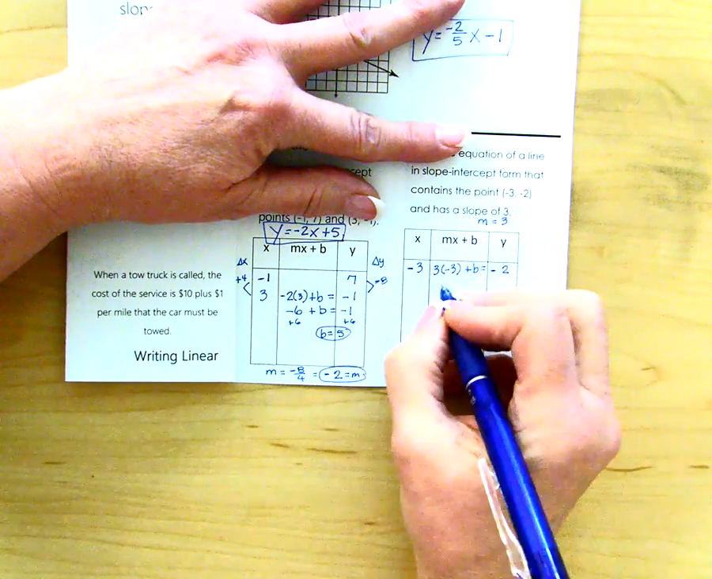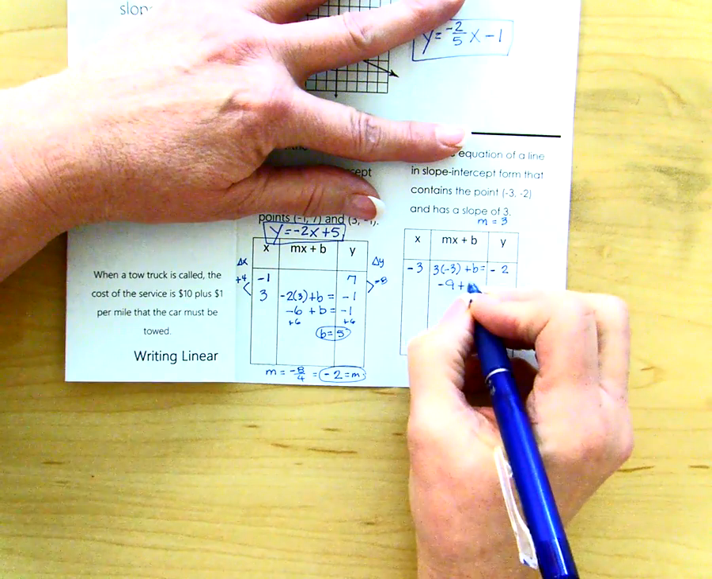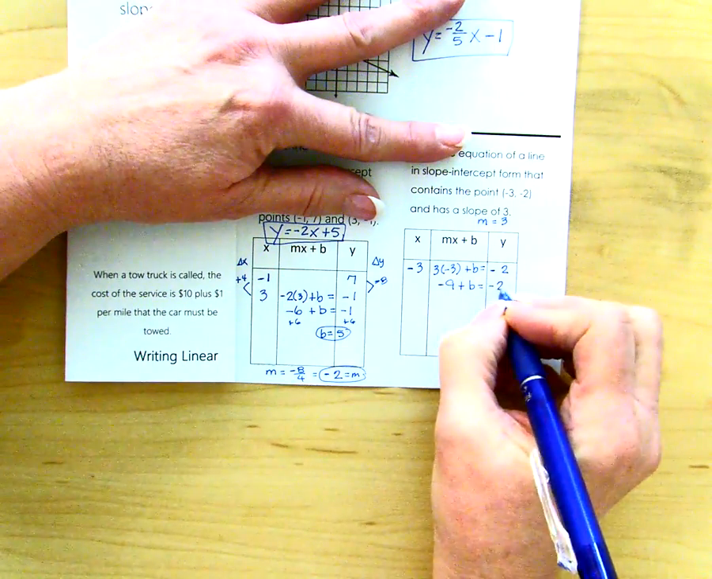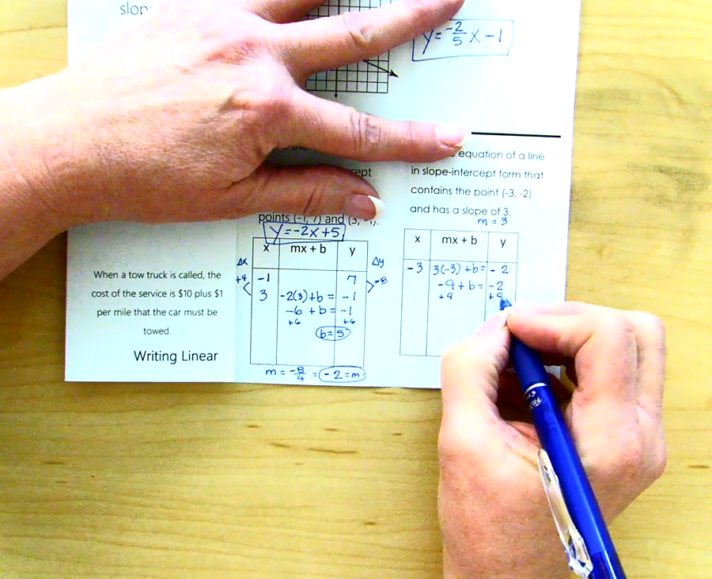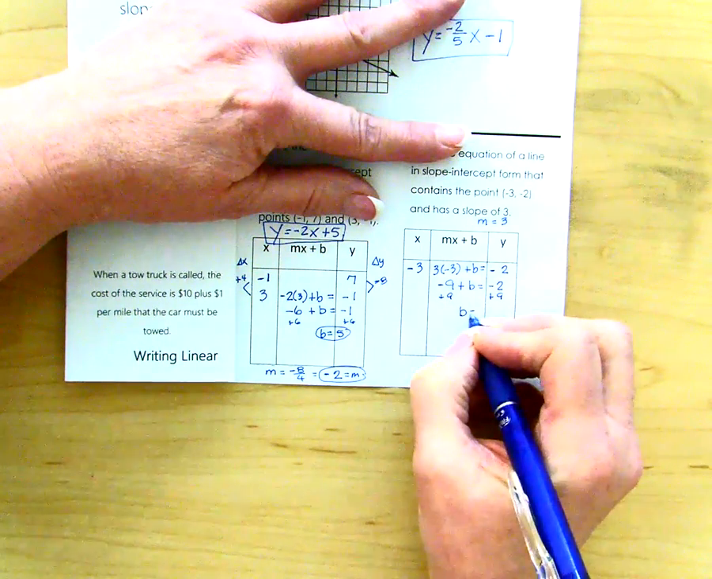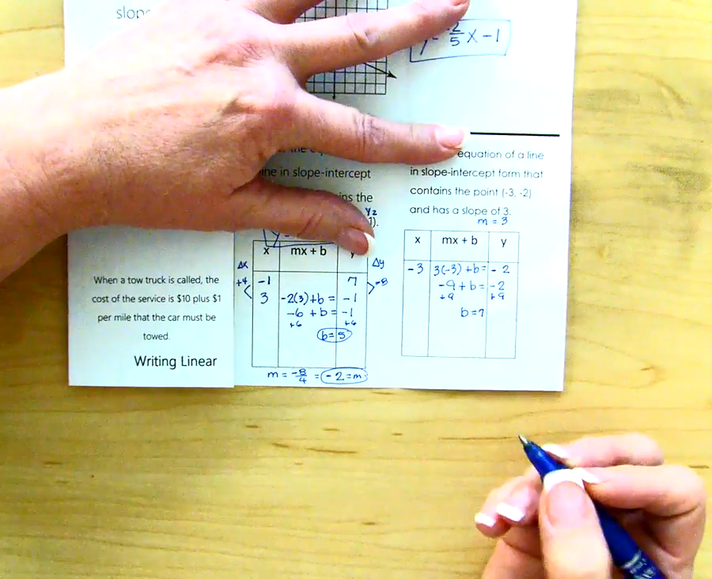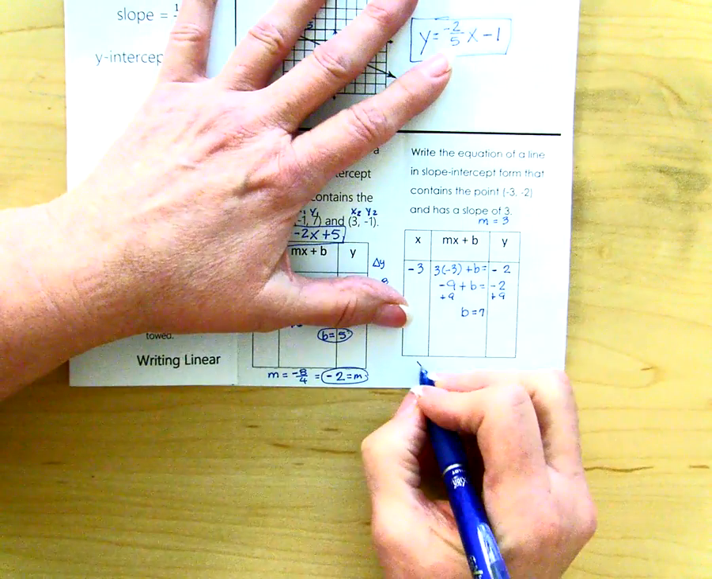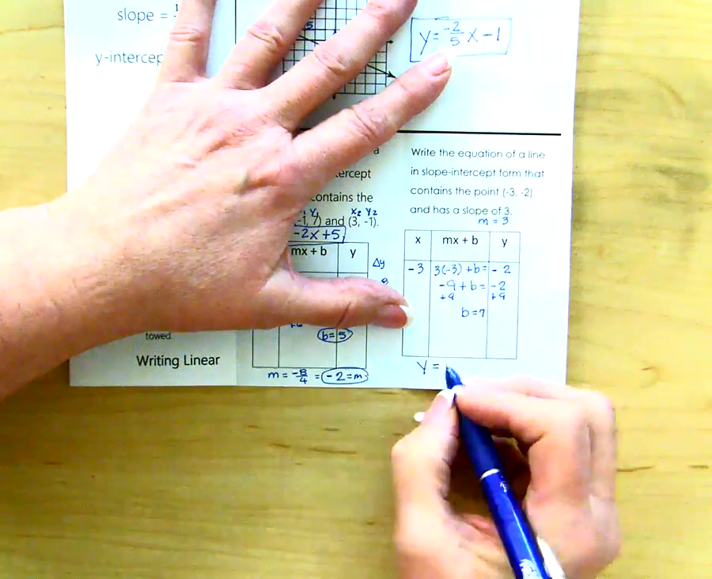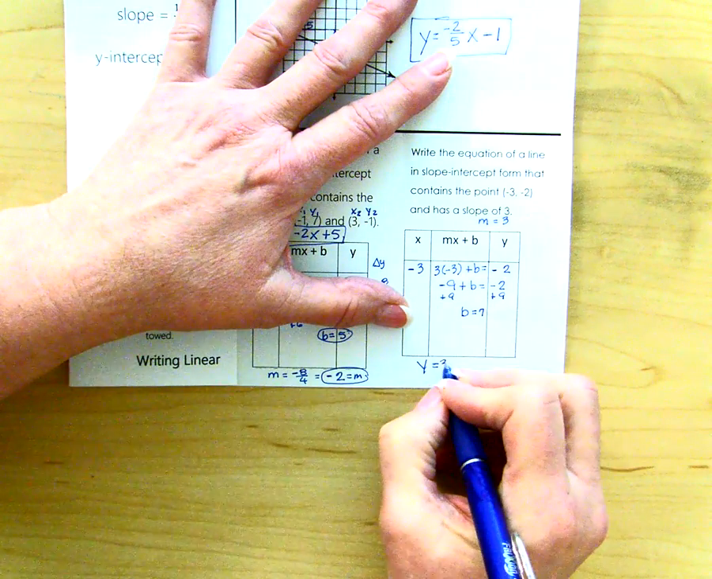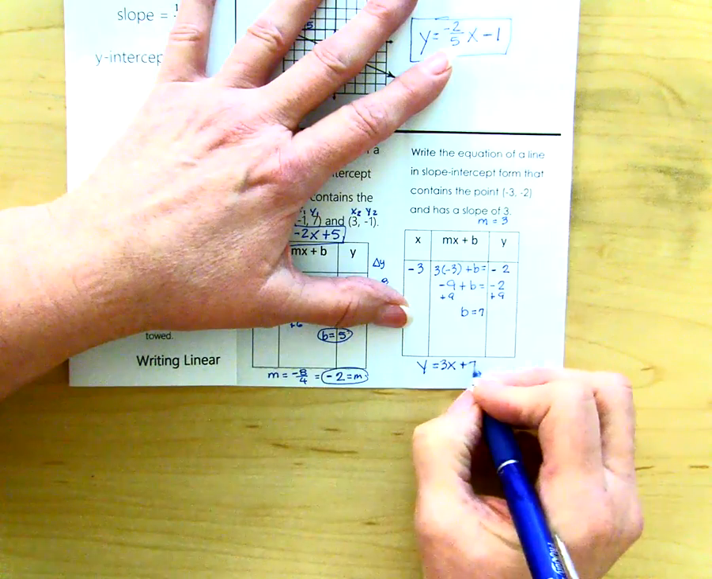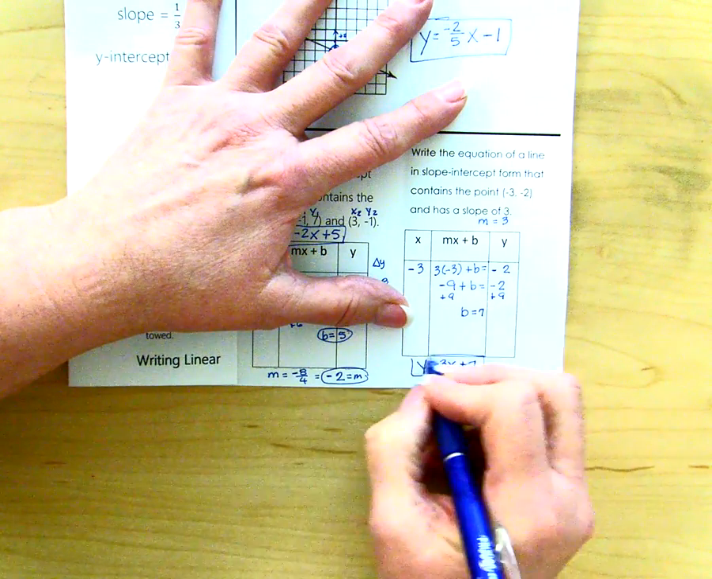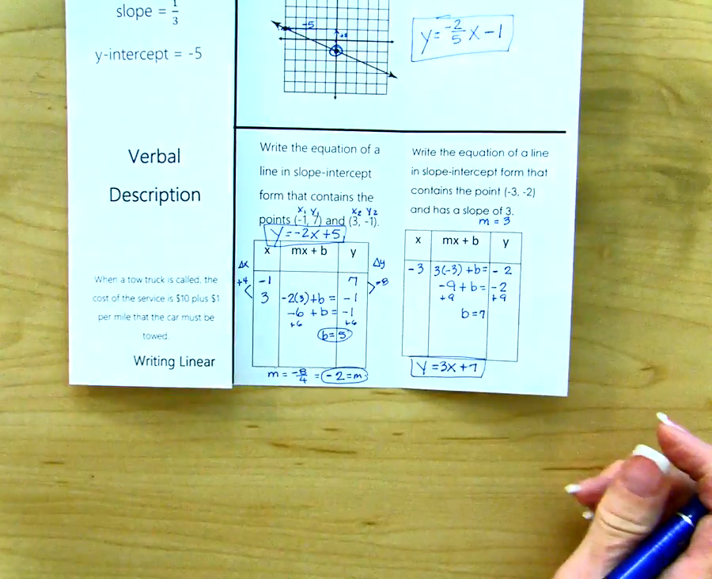So 3 times negative 3 is negative 9, plus b is going to equal that y value of negative 2. To solve for b, we're going to add 9 to both sides. So we end up with b equals 7. So then the equation of this line is going to be y equals m, which we already know is 3, x plus b. So we get y equals 3x plus 7.